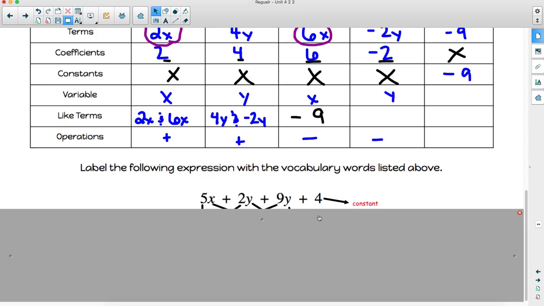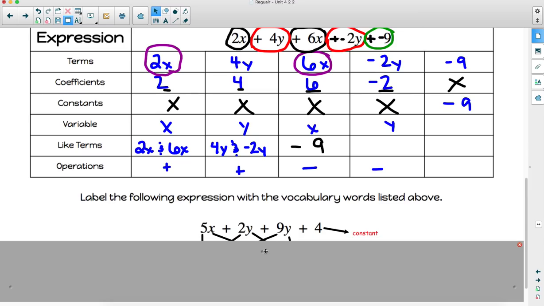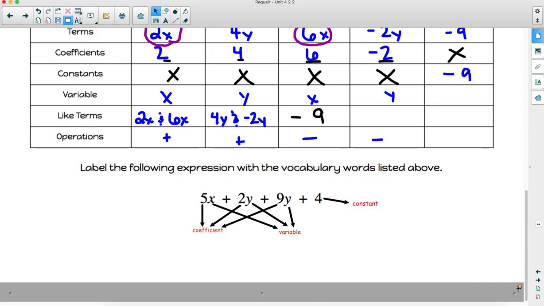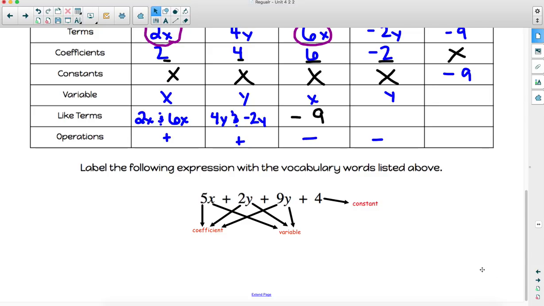Okay, so I went ahead and drew arrows on here because it was difficult for me to type all of this. I just put coefficient and then variable, and then I had arrows pointing to what everything was. So 5 is a coefficient, and x is a variable. With 2y, the 2 is the coefficient, the y is the variable. 9y, 9 is the coefficient, y is the variable. And then this one was given to you, the 4 is the constant.